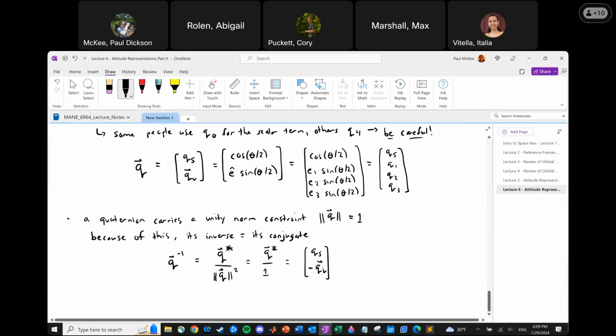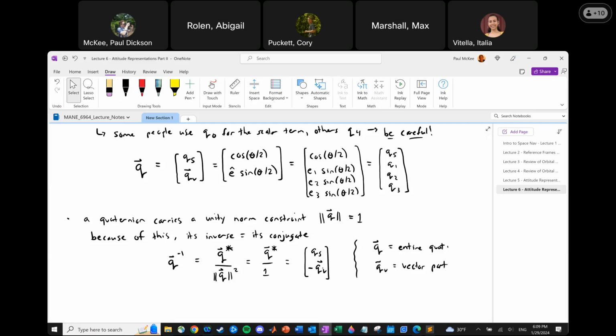Okay. And now just as a reminder, Q is the entire quaternion, and Q_V is the vector part. Just a quick sidebar on that. All right, so let's make some sense of this. What are we talking about? What I'm saying is if you take the vector part and you negate it, you've now undone the rotation. That is the inverse, right? And actually, it's even easier than that. You can just negate the scalar part and it would accomplish the same thing. And you might say, well, why does that make any sense?